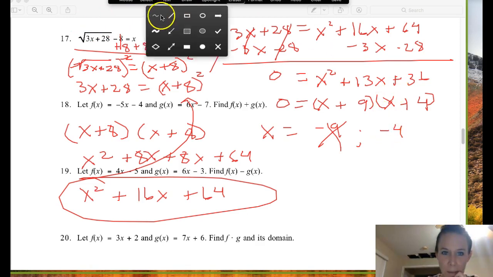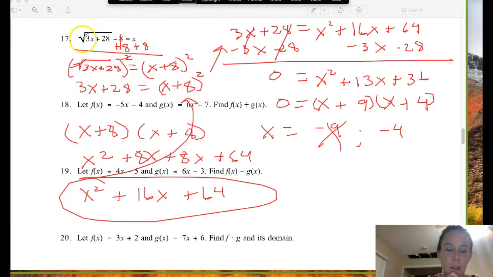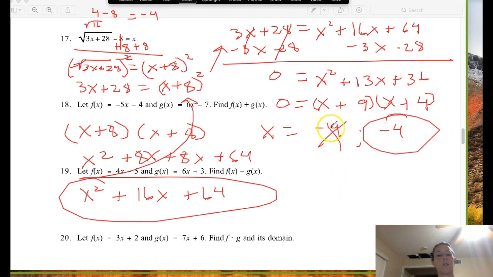Check -4. Make sure that one does work. 3 times -4 is -12. Let's go. What's 28 minus 12? It's 16. Square root of 16, you get 4. 4 minus 8 is -4. -4 was my x I put in on this side. Does 4 minus 8 equal -4? It does. This is a solution. So if you didn't check your solutions, you would have gotten this wrong.